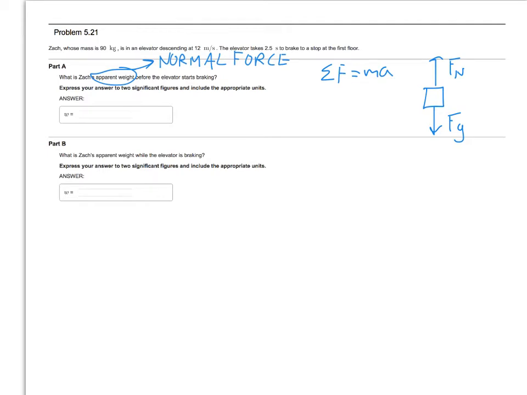So in our first situation, we're thinking about the normal force or apparent weight on Zach while the elevator is going down, but before it starts to brake. So before it starts to brake, we can assume it's traveling at a constant velocity, and that means that our acceleration is 0. And so my F equals ma is going to be Fn minus Fg equals 0. That entire right side is going to go away. So my normal force is going to be equal to the force of gravity, which is just mg, right? Making that substitution for gravity because I know Fg always equals mg.